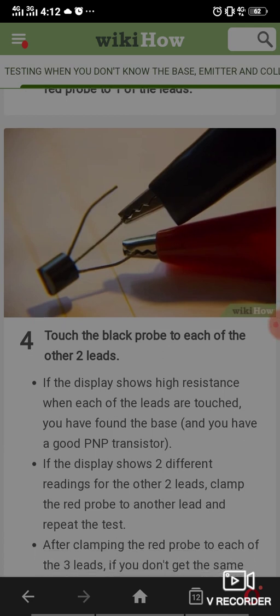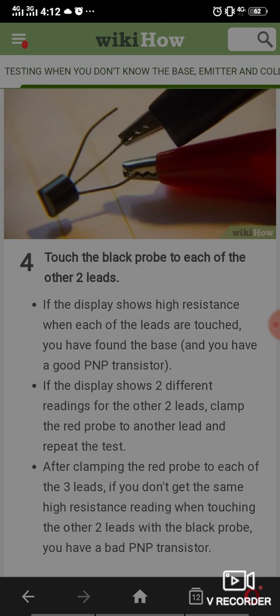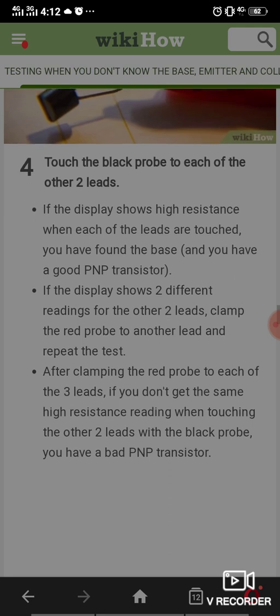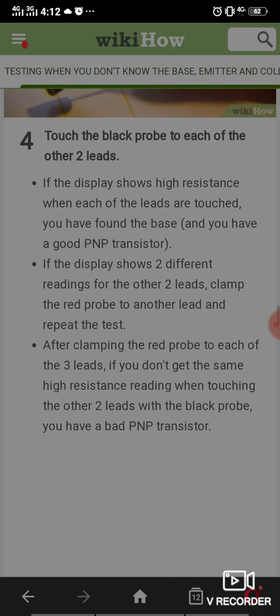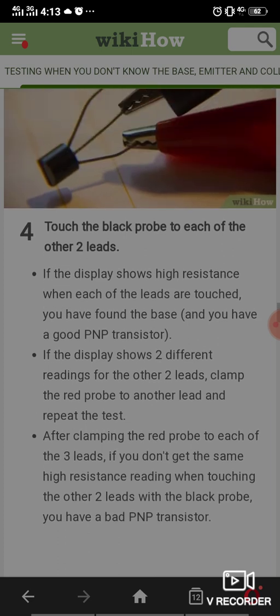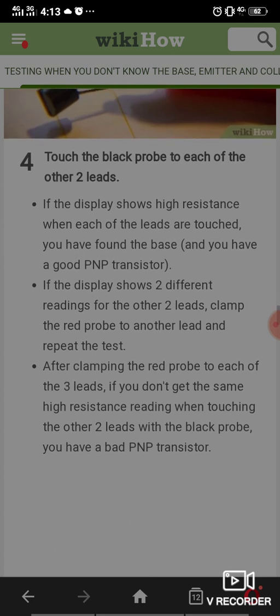If the display shows high resistance when each of the leads is touched, you have found the base and you have a good PNP transistor. If the display shows two different readings for the other two leads, clamp the red probe to another lead and repeat the test. After clamping the red probe to each of the three leads, I tell you the structure and you will see on the image how this works.